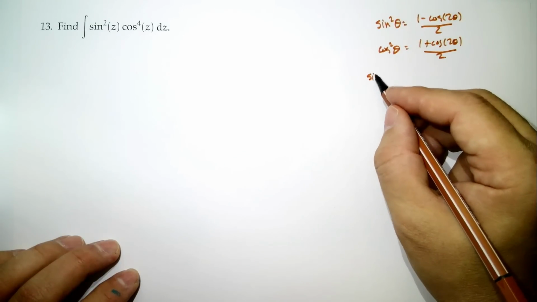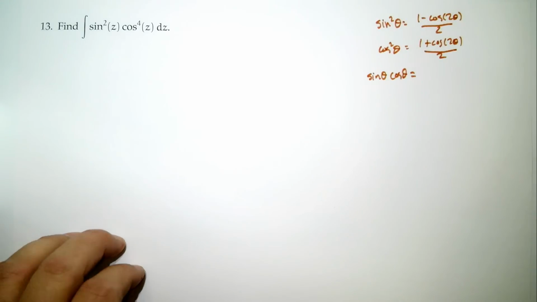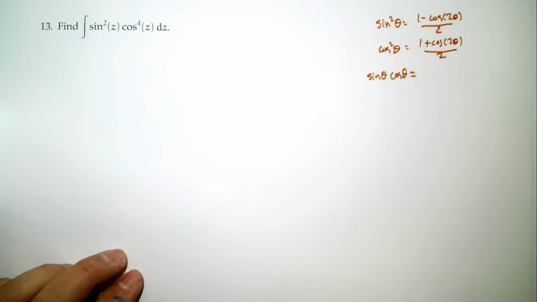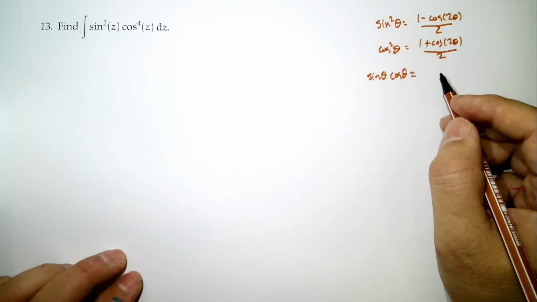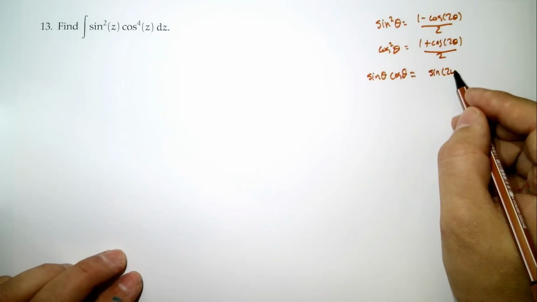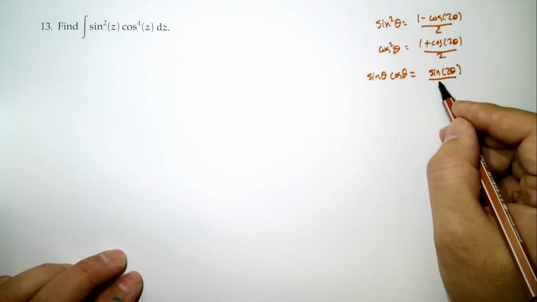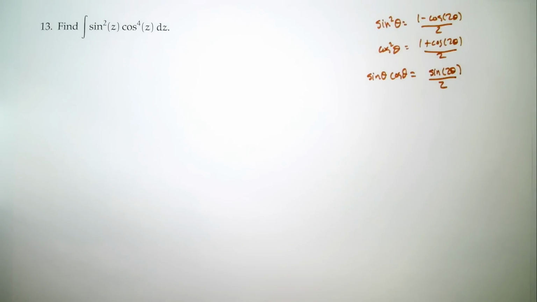But then there's another one, which says sine times cosine. What can you do? It's sine of 2 theta, and then there's another 2 somewhere. Is it times 2 or divide by 2? Divide by 2. Because normally we say sine of 2 theta equals 2 sine theta cosine theta. You move the 2 across.